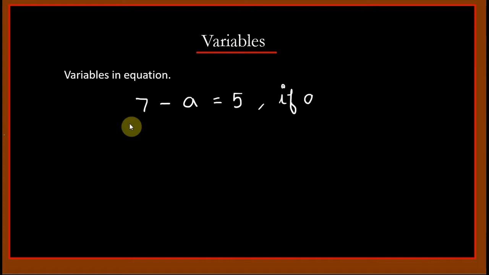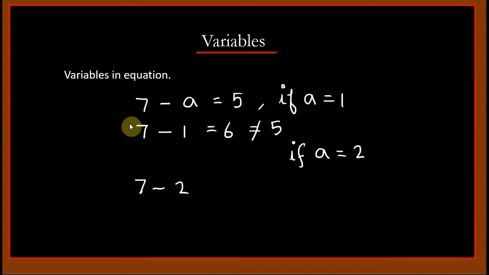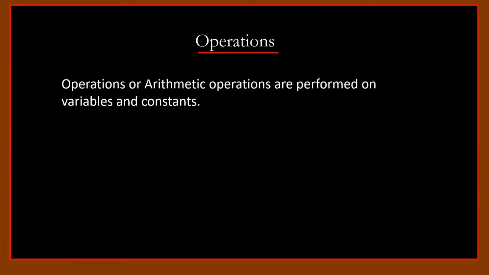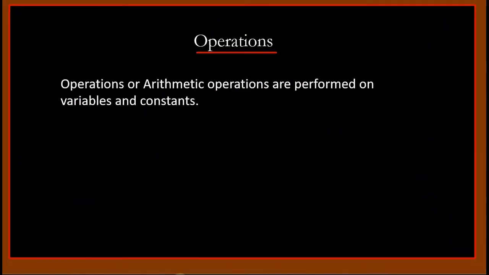In the following equation, 7 minus a equals 5. If a is equal to 1, 7 minus 1 is equal to 6, which is not equal to 5. If a is equal to 2, 7 minus 2 gives us 5, and we have 5 on both sides. There is only one value for a that can solve this equation.